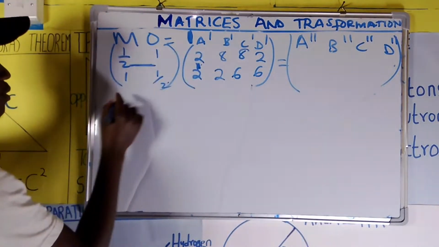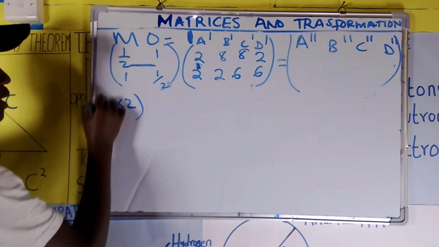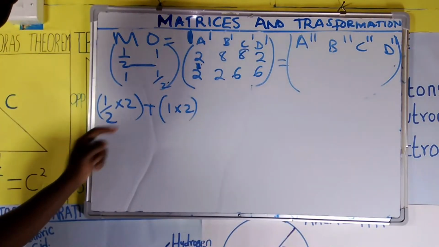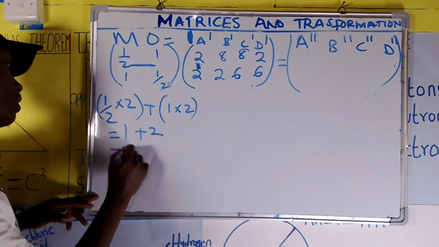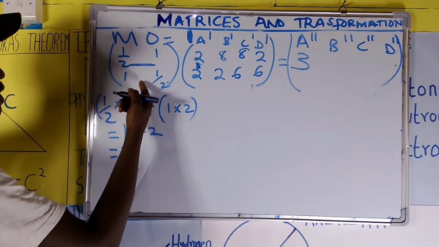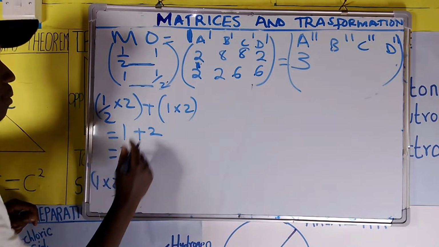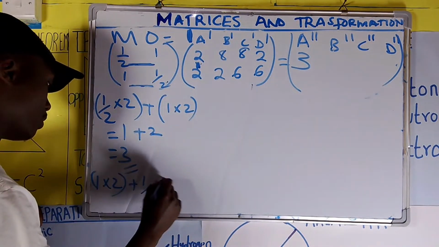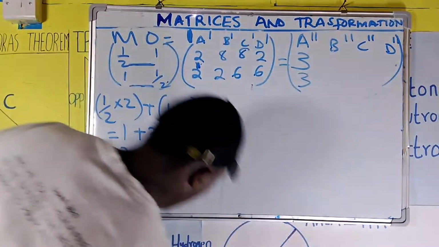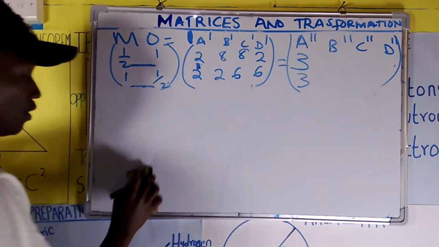So a half times 2 is 1 plus 1 times 2. So a half times 2 is 1. 1 plus 2 is equal to 3. So hii itakuwa 3. Tuende ya pili. Ya chini. 1 times 2 is 2 plus a half times 2 is 1. So 2 plus 1 is 3. Bado hiyo itakuwa 3. Tuende hiyo nyingine.